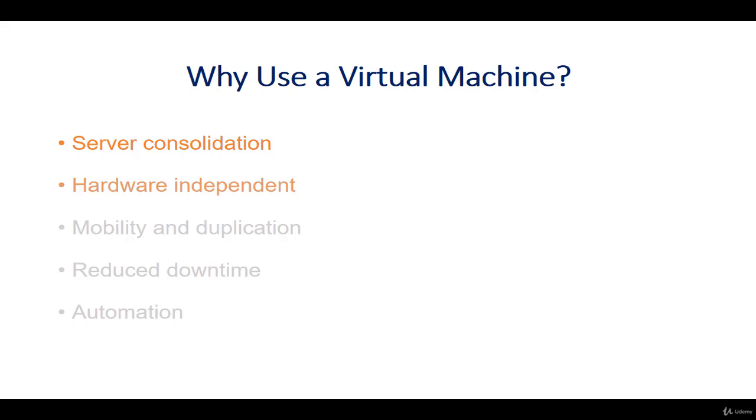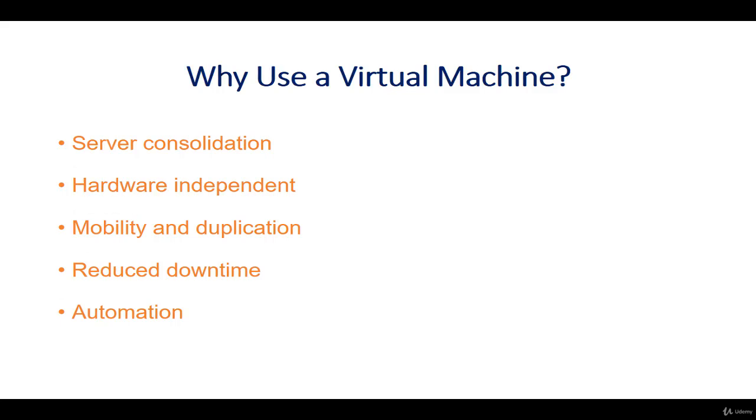Another reason for using a virtual machine is hardware independence. Because a virtual machine abstracts the underlying physical hardware, the same virtual machine can be run on multiple hardware types without having to make any changes inside of the virtual machine. Because virtual machines are encapsulated as a set of files, they provide better mobility and duplication. Virtual machines also help to reduce downtime because we can move a live running virtual machine from one host to another host. This means that hardware maintenance operations no longer require machine downtime. Finally, virtual machines allow for automation for development and production environments.